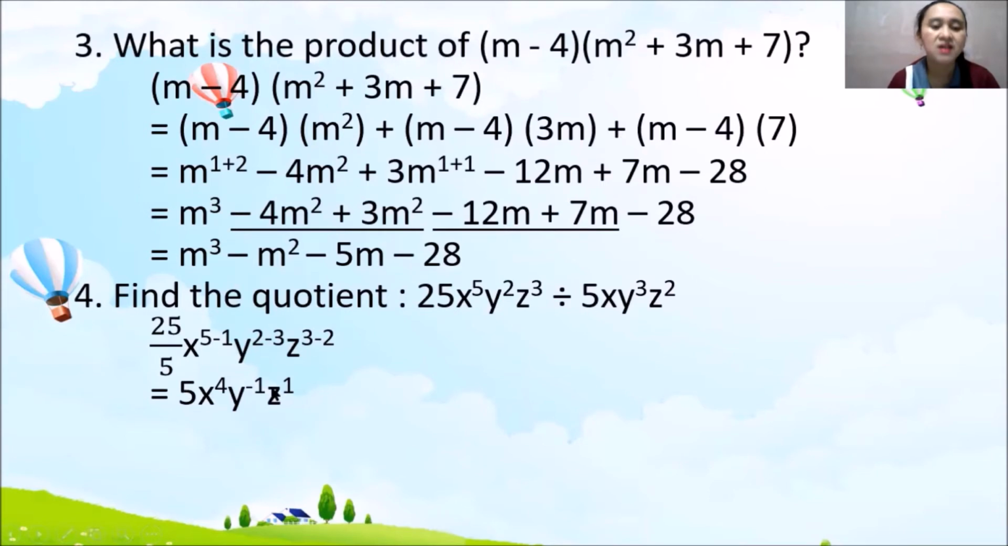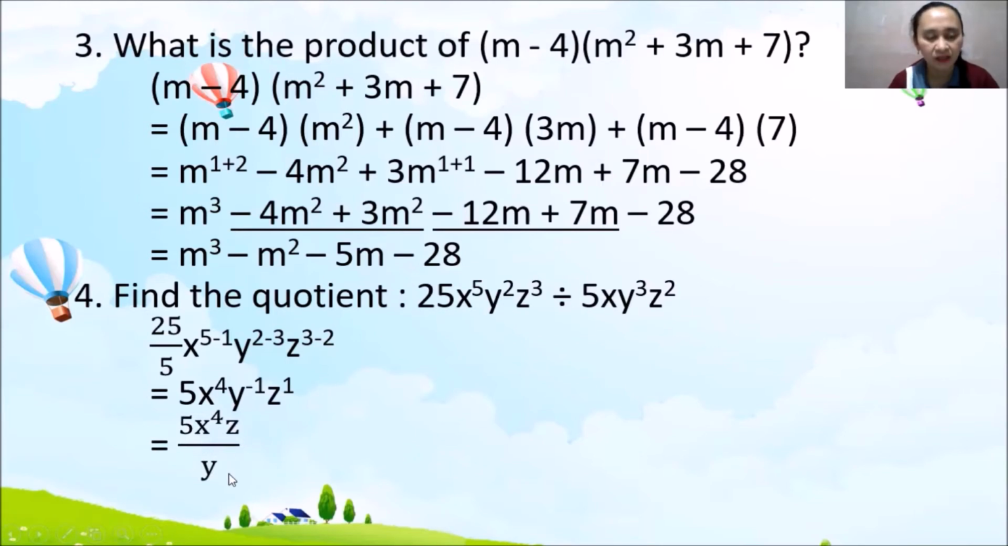And z to the exponent of 3 minus 2 is z to the 1. So the negative exponent, make it positive by means of its reciprocal. Therefore, our final answer for the quotient of the given is 5x to the exponent of 4 z over y.